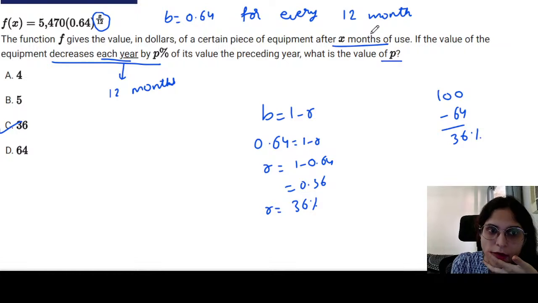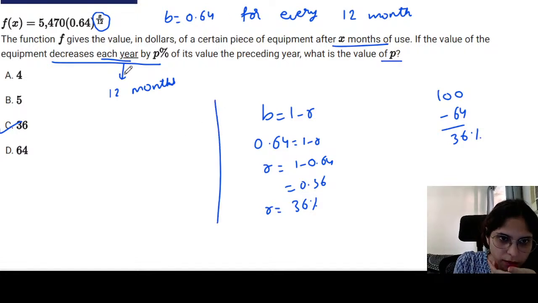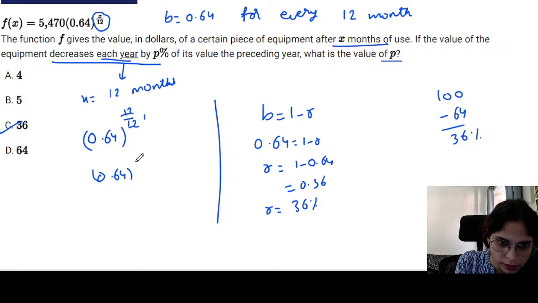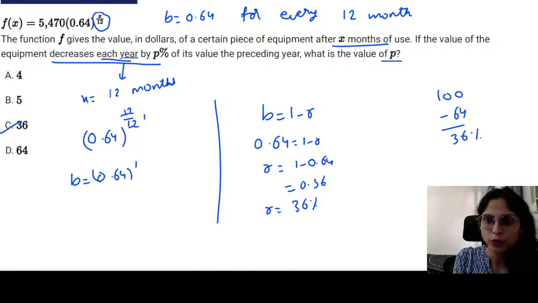You got it? The other way to solve it, if you're not directly able to get it, each year means 12 months, so you write 0.64. We don't care about the initial value over here, and the value of x is going to be 12. So you do 12 over 12, you're going to get 1, 0.64 to the power 1. This is your B value. Alright? And then you can go forward. So this is an important concept that they will ask most of the difficult questions based on. I hope this is clear.